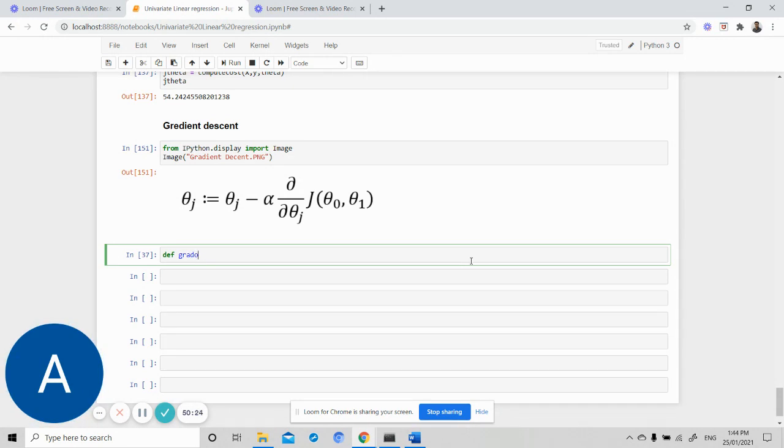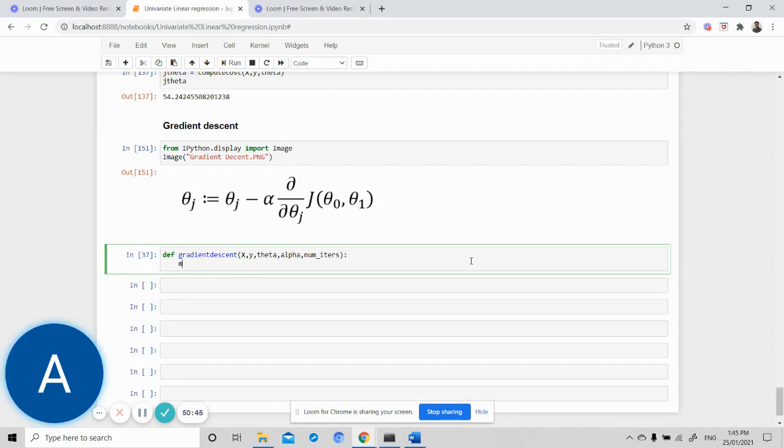If a gradient, we have value x, y, theta, alpha, dimensions. Okay, so we know m is my length of y.